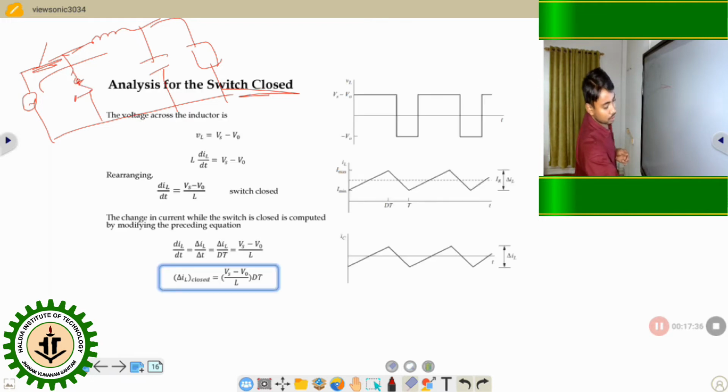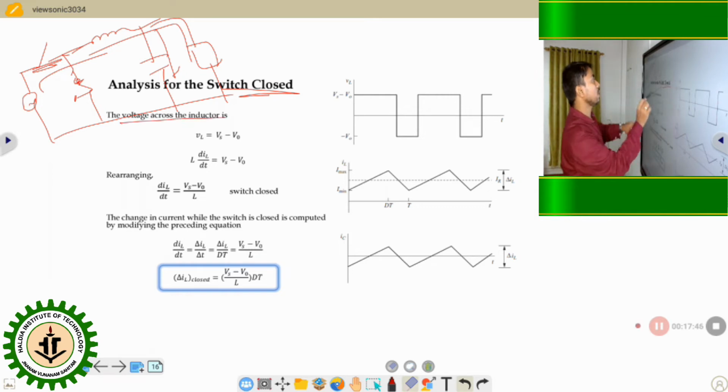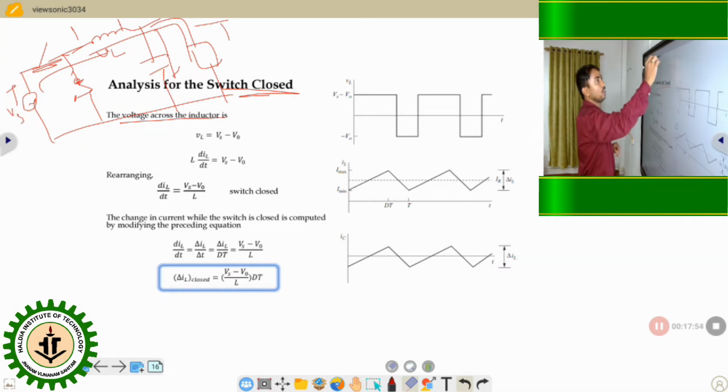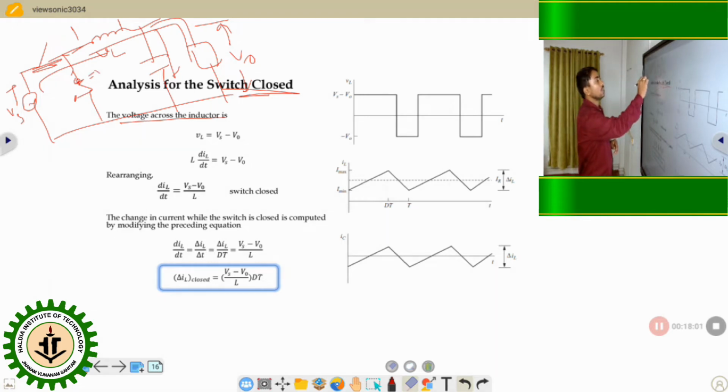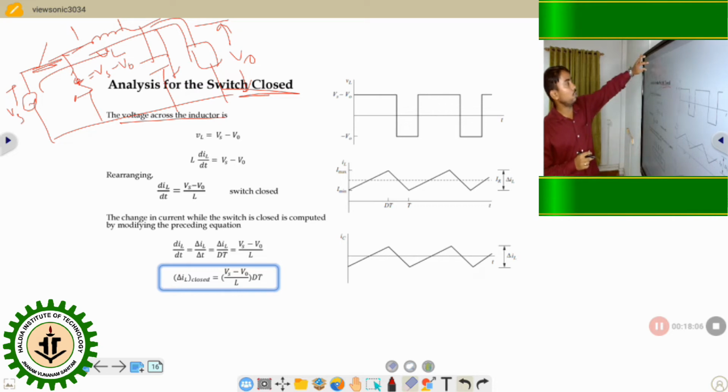So what will happen? We can see here the voltage across the inductor. What will be the voltage across the inductor? It is called VL. Here the supply voltage is Vs and the output voltage is V0. So the voltage across the inductor VL will be Vs minus V0. Very simple. Voltage across the inductor means L di by dt, the net change in the current.